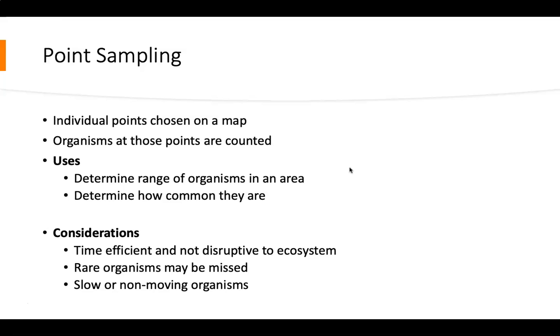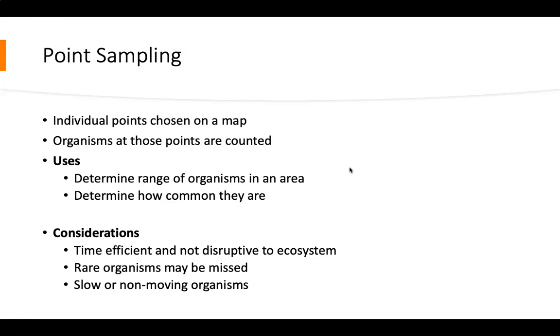We're not taking things out. We're literally just going to the point on the map and counting what we see. Now, one of the downsides of that is that rare organisms might be missed if there's, let's say, an animal that's not as common in that area, or a plant that's only found in a certain part of that farm, for example, and we're just going to certain points, there's a strong chance we might miss that as well. And it's really only effective for slow or non-moving organisms.